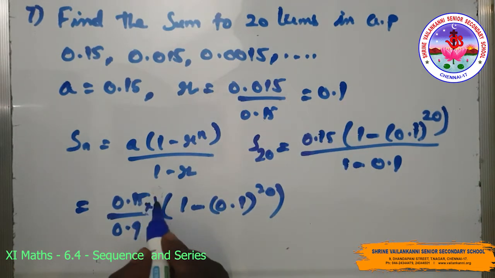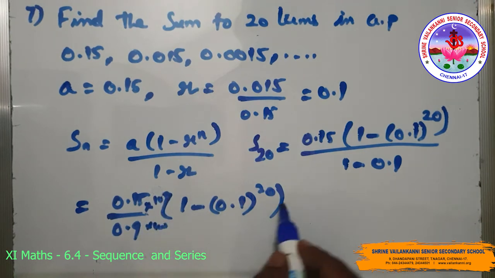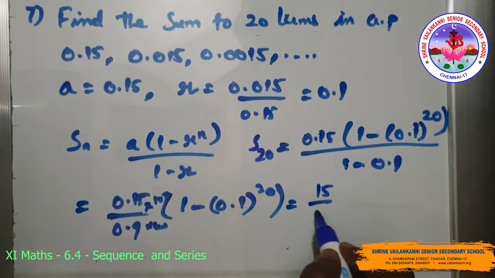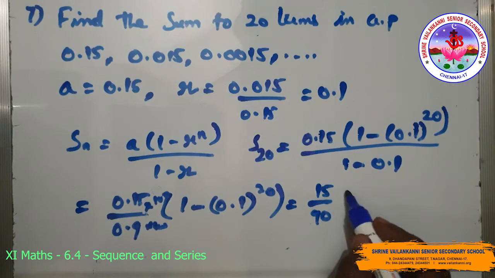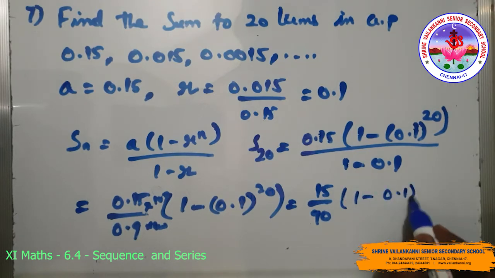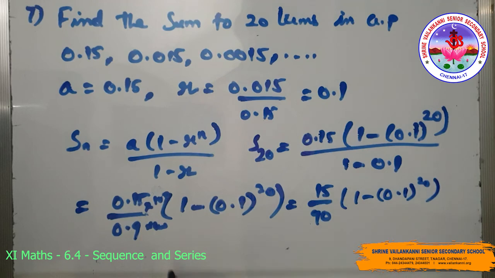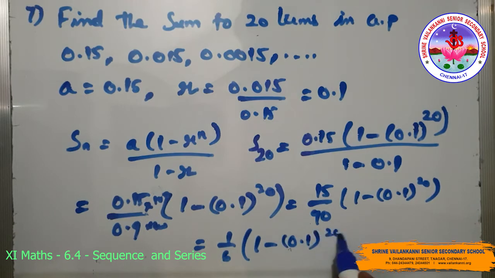So multiplying by 100, we'll get 15 by 90 into (1 minus 0.1)^20, which is equal to 1 by 6 into (1 minus 0.1)^20. So S20 is 1 by 6 into (1 minus 0.1)^20.